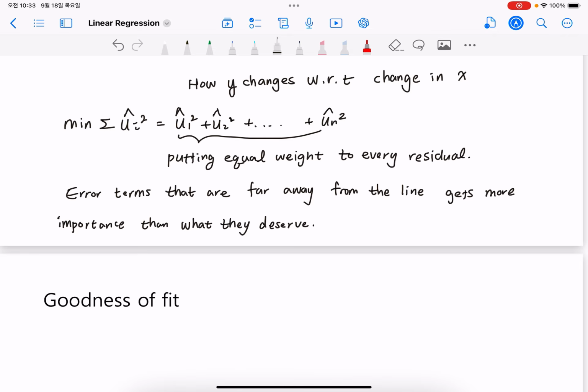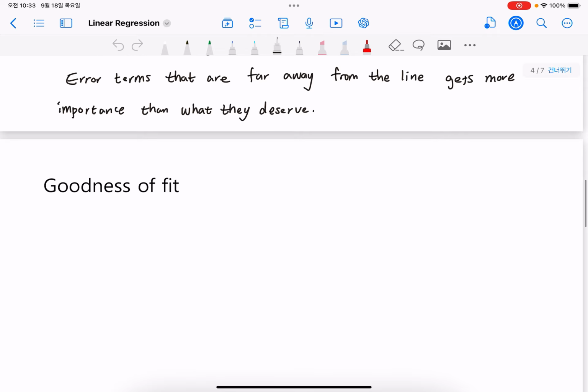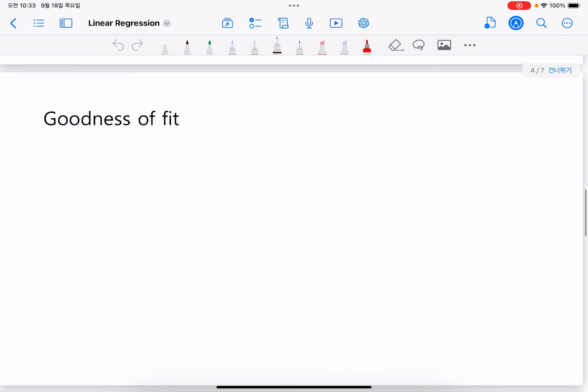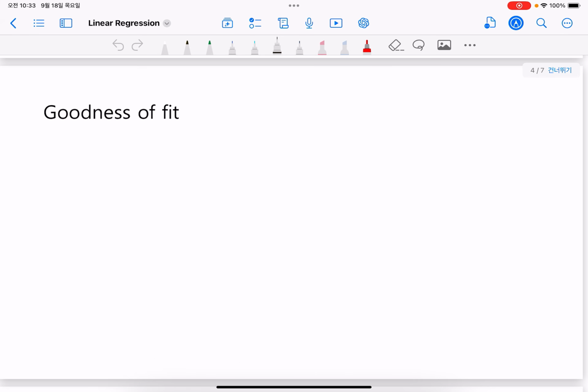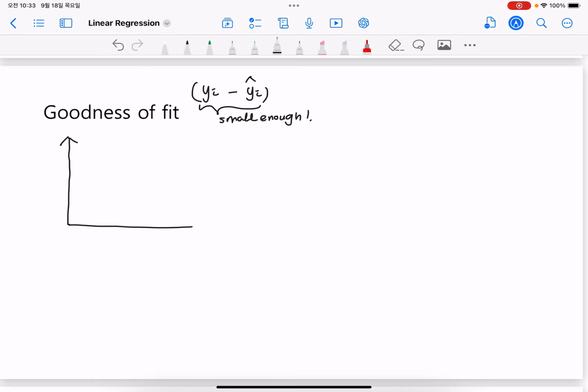Now let's move on to the goodness of fit. So goodness of fit is about whether the difference between the actual value y and the predicted value y hat is small enough, right? This should be small enough. For that, we use what's called the R-squared. Let me discuss what that is, again using the scatter graph.